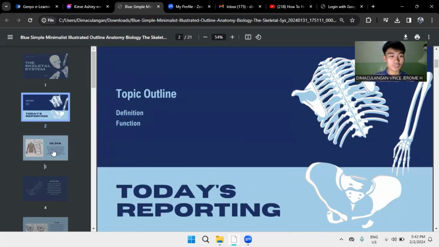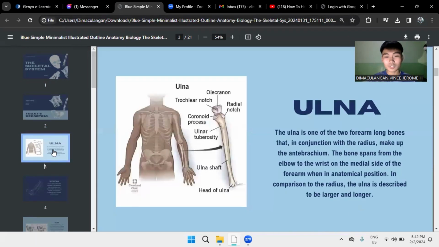Today's reporting, the first part of the skeletal system is the ulna. The ulna is one of the two forearm long bones that, in conjunction with the radius, make up the antebrachium. The bone spans from the elbow to the wrist on the medial side of the forearm. When in anatomical position, in comparison to the radius, the ulna is described to be larger and longer.